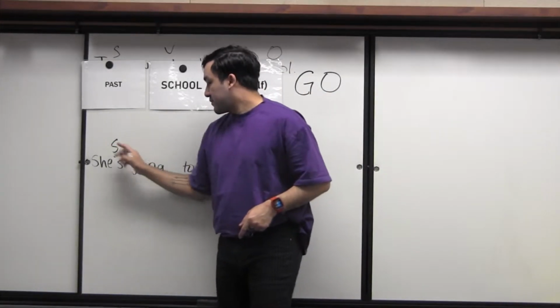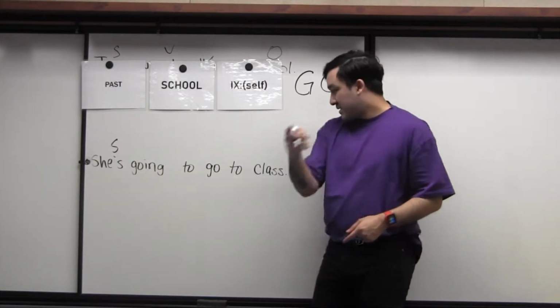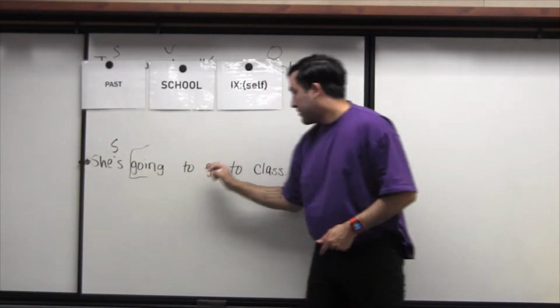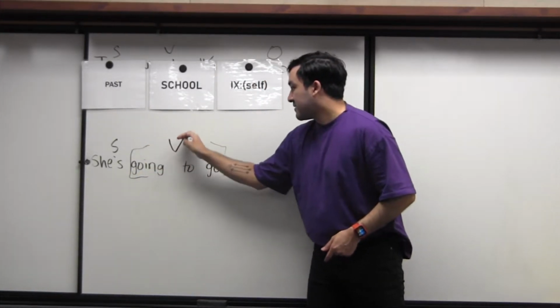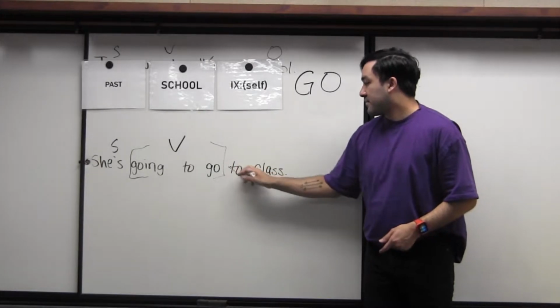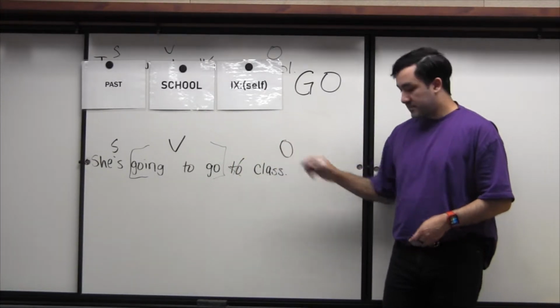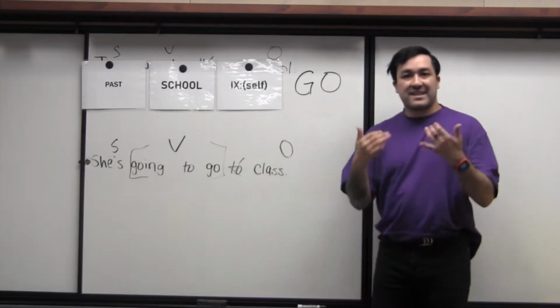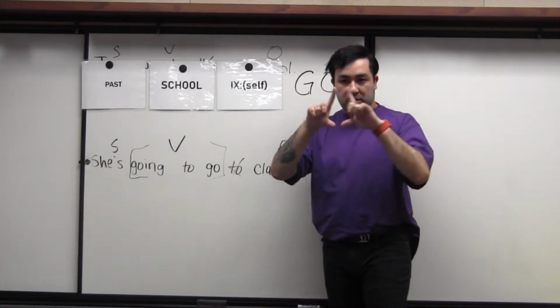Identify all of our words, right? She is our subject. Going to go is our verb. That whole thing. It's not go and go. There's no to. It's going to go. That's our gigantic verb. We don't need that to, and then we have class for our object.